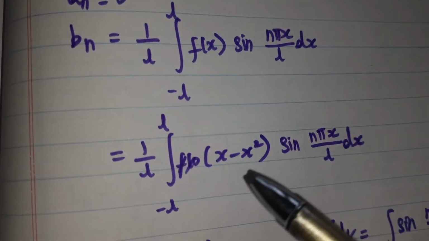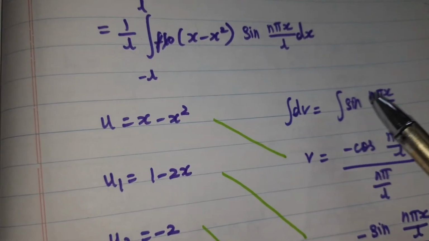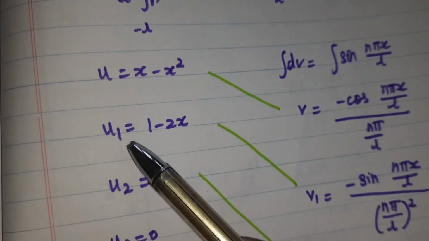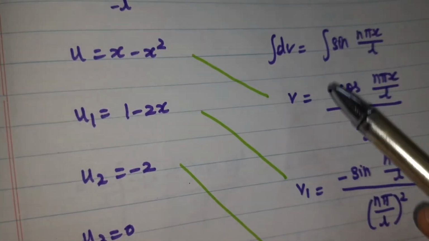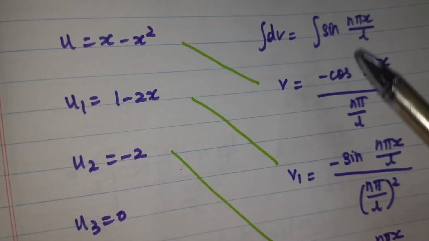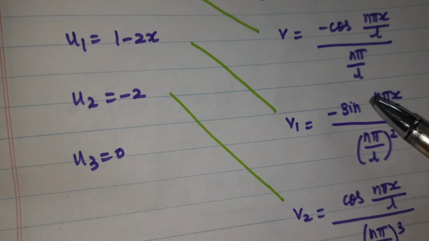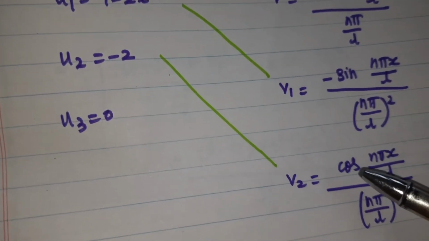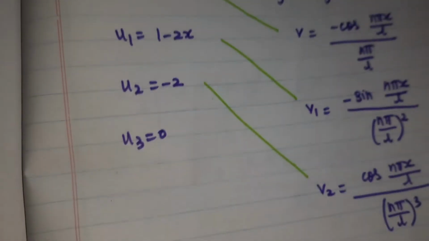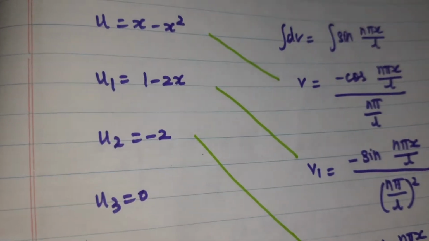Here f(x) is x minus x square. Here take u is equal to x minus x square and the integral of dv is sin(n pi x / L). So differentiate u until u becomes 0. Here v is equal to the integration of sin, which is minus cos. Again integration of cos x is sin x. Again integration of sin is minus cos x. So minus into minus is plus. Therefore cos(n pi x / L) divided by (n pi / L) the whole cube. So use the formula uv minus u1 v1 plus u2 v2.